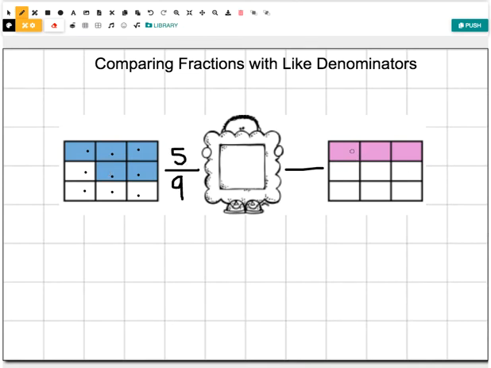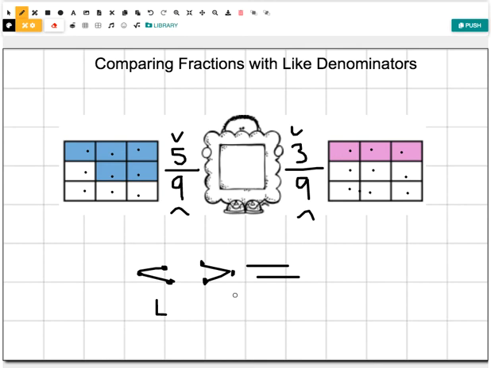I'm going to do the same thing over here. 1, 2, 3, 4, 5, 6, 7, 8, 9. So my denominator is going to be 9 because that's all the parts. Then I'm going to count the shaded. So 1, 2, 3, and my numerator will be 3. Since the denominators are the same, we're going to be looking at the numerators. So again, we're going to be using the same symbols. Less than, greater than, and equal to.